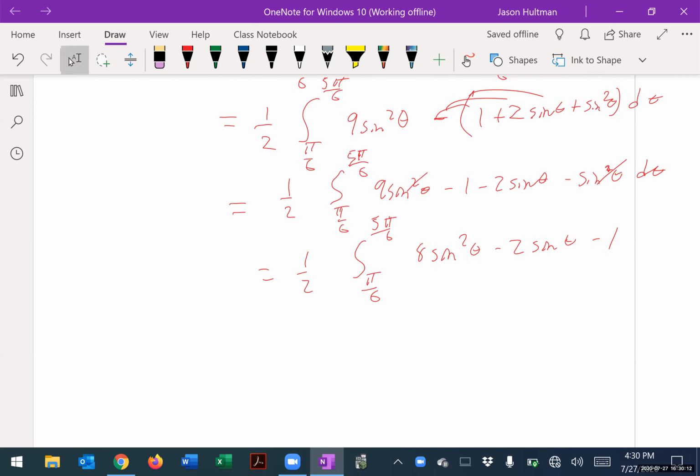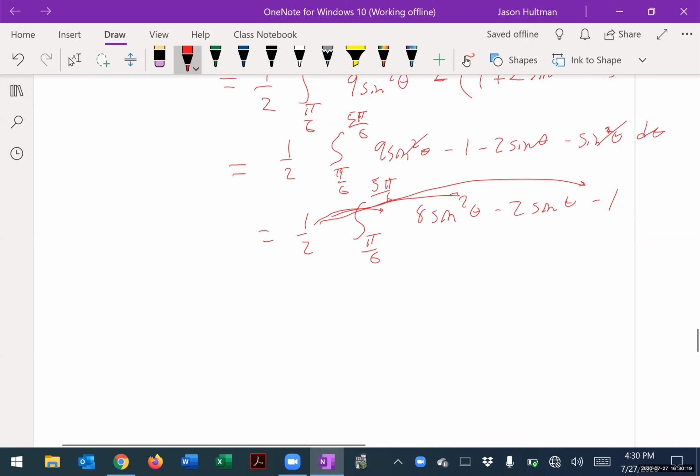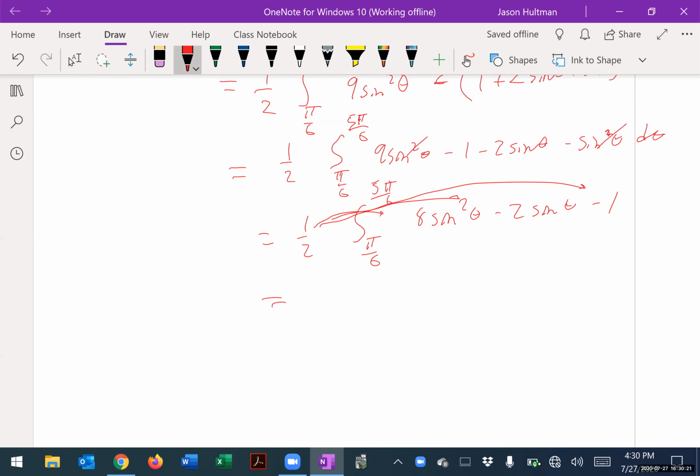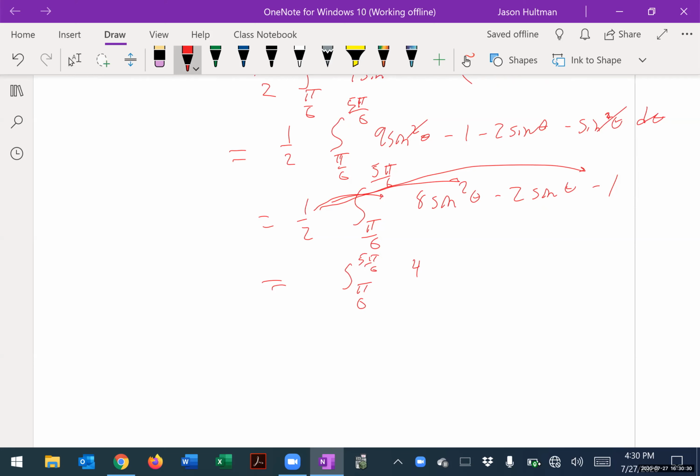Okay, and then what I'm going to do is actually distribute the 1/2 back in, just to get rid of that 1/2. So I get pi over 6 to 5 pi over 6, because I can divide 8 by 1/2 and 2 by 1/2. I'm going to get 4 sine squared theta minus sine theta minus 1/2.